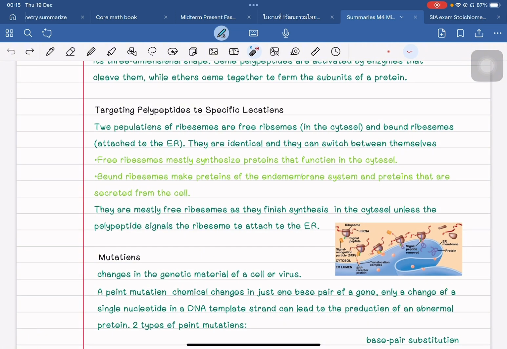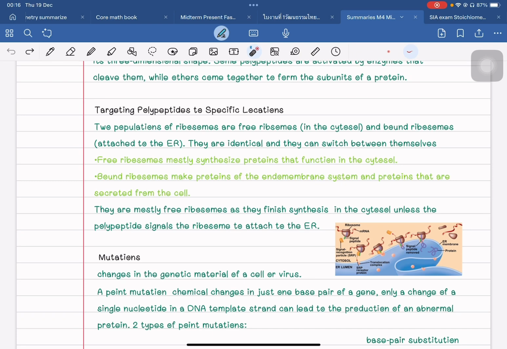Next is the targeting of polypeptides to specific locations. So there are two populations of ribosomes, which are the free ribosomes, which are in the cytosol, and the bound ribosomes, which are attached to the ER. They are identical and they can switch between themselves as well. So the free ribosomes mostly synthesize proteins that function in the cytosol, while the bound ribosomes make proteins of the endomembrane system and proteins that are secreted from the cell.